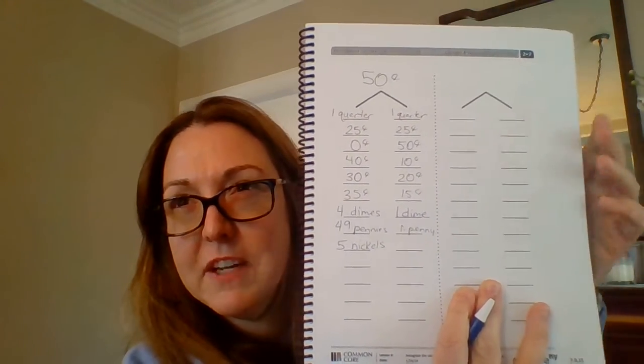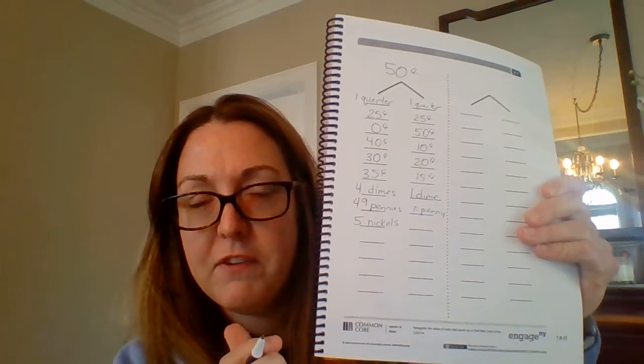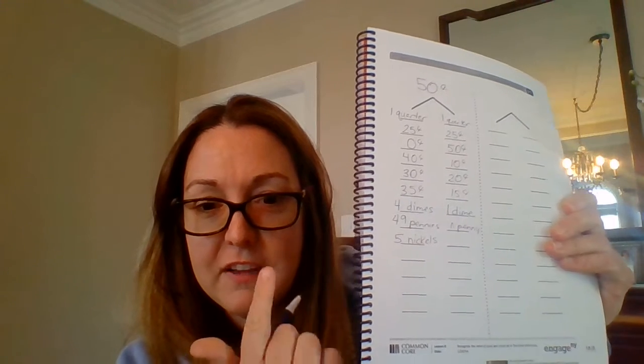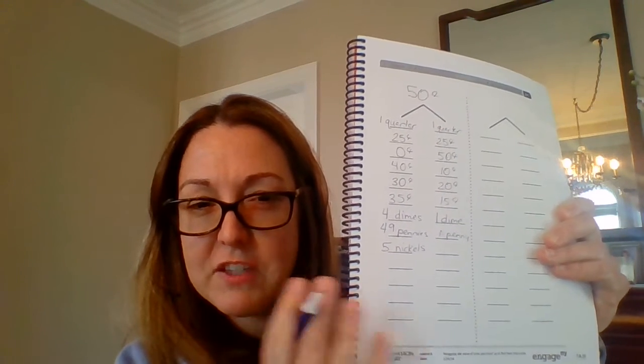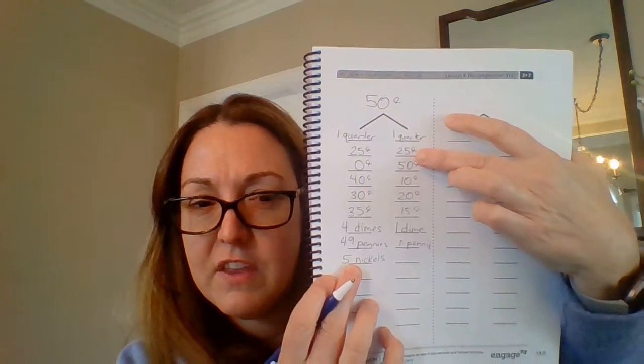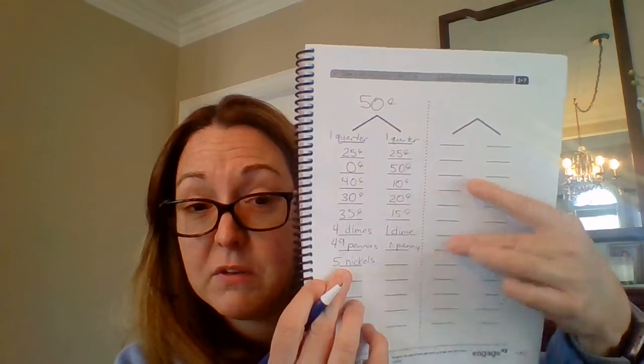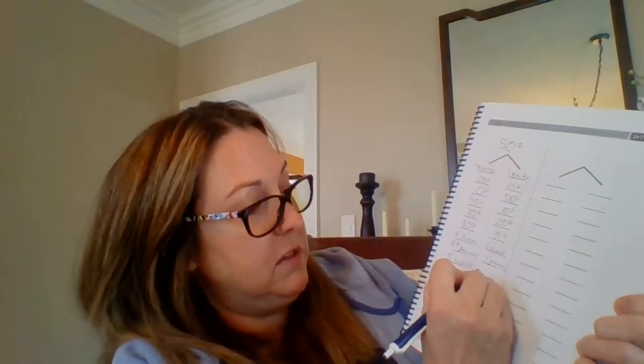Okay, what about if I said 5 nickels? Well, let's see, 5 nickels. Nickels are worth 5 cents. So 5 nickels, I'd have to count by 5s 5 times. So 5, 10, 15, 20, 25. Okay, that's 25 cents. And 25 cents, then I would need another 25 cents over here, and I could do it in nickels again. I could say another 5 nickels.